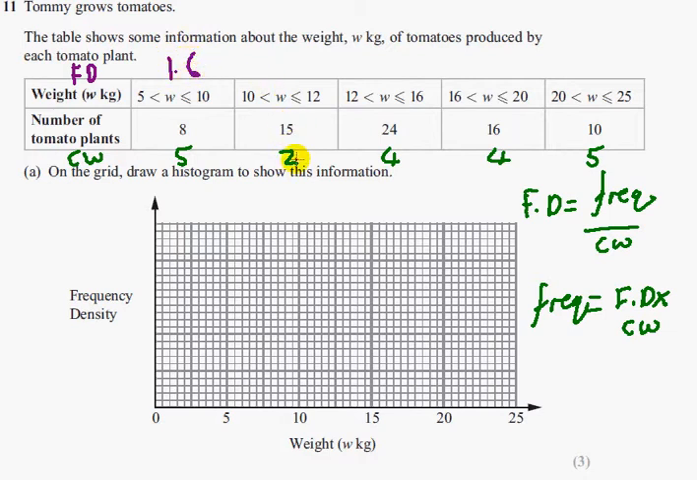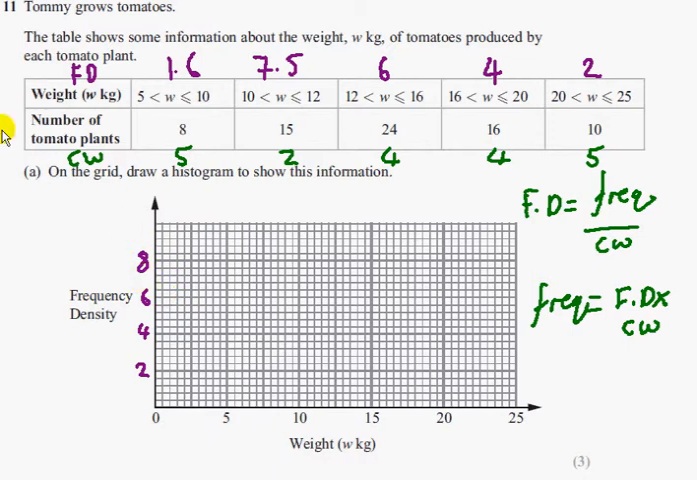15 divided by 2 is 7.5. 24 divided by 4 is 6. 16 divided by 4 is 4. And 10 divided by 5 is 2. Okay, so you're going to have to choose a scale for the frequency density that goes up to at least 7.5. So I'm going to go up in 2s: 2, 4, 6, 8, and that's enough.